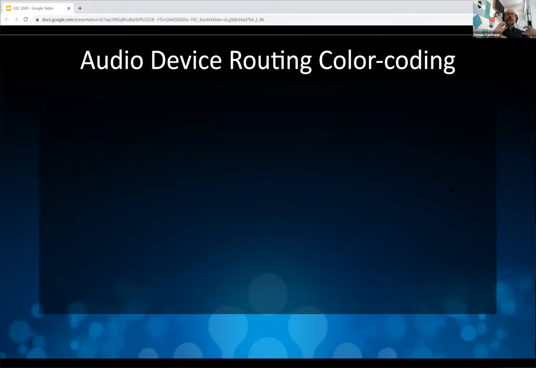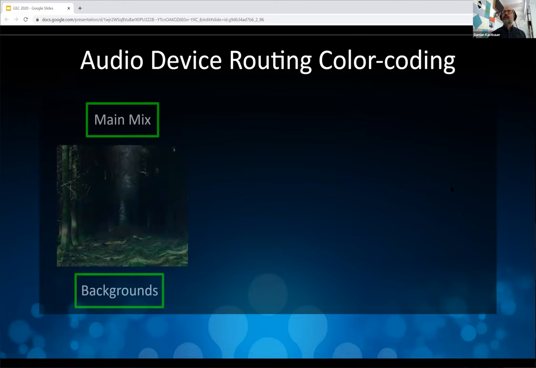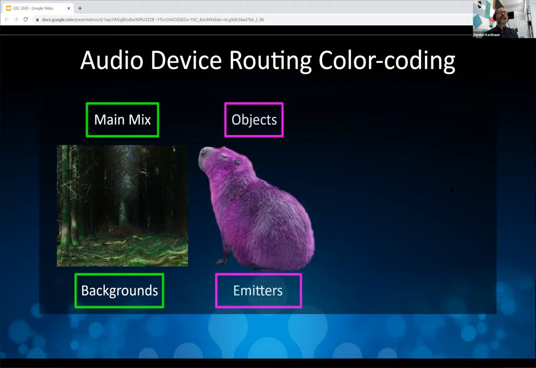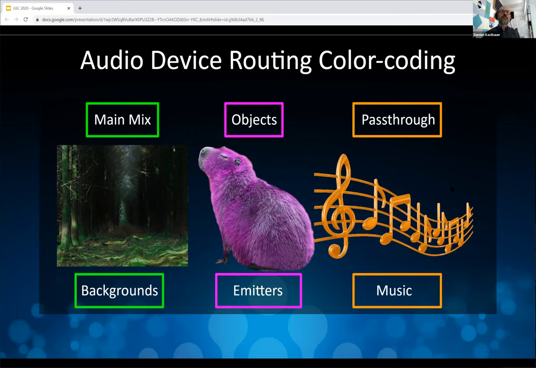So I want to take you through an authoring scenario for our virtual sound walk through the forest. And as we do that, I want you to pay attention to the color coding. The first thing is we're going to have some ambient backgrounds as we take our virtual sound walk. Second of all, we'll be using pink for our objects and the creatures that we'll encounter. And lastly, orange for the pass-through music for our adventure.